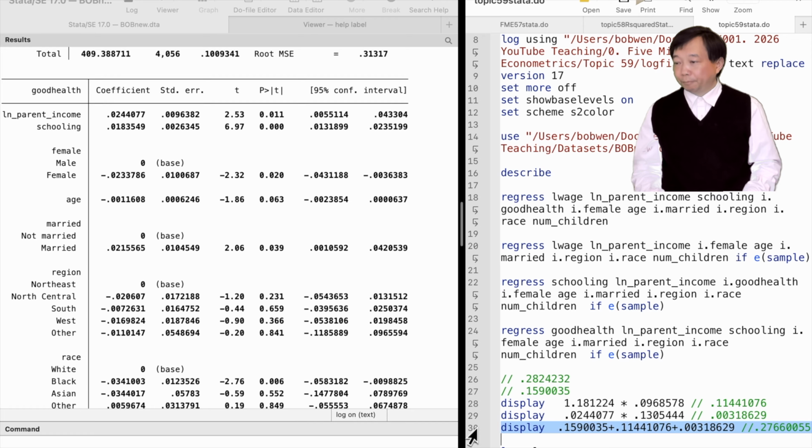When we sum up the effects from education, health, and other channels, the result is 0.276. Because different models contain different errors, the sum of the decomposed effects does not precisely equal the total effect.